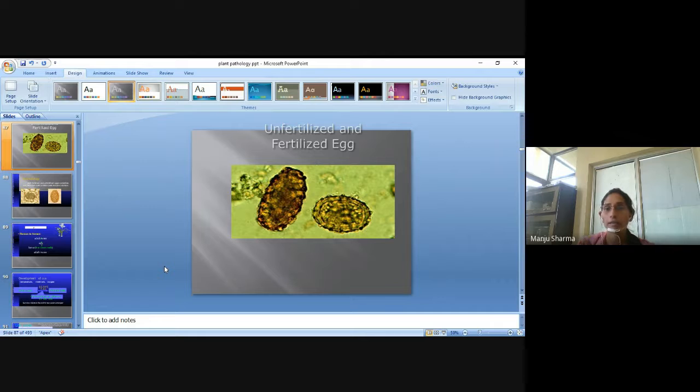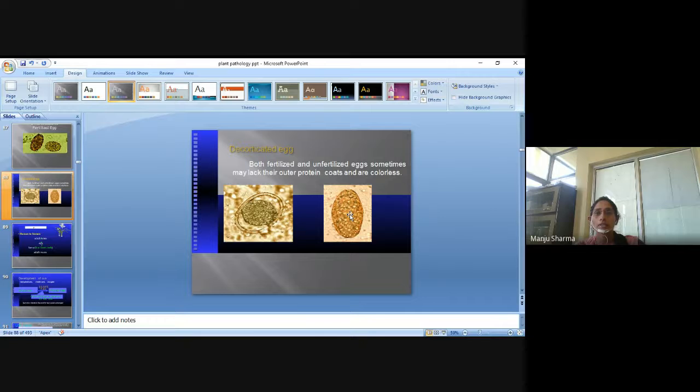Unfertilized egg and fertilized egg. This one, which is large in size, is the unfertilized egg, and after fertilization it will look like that. Then decorticated egg: both fertilized and unfertilized eggs sometimes may lack their outer protein coats and are colorless.